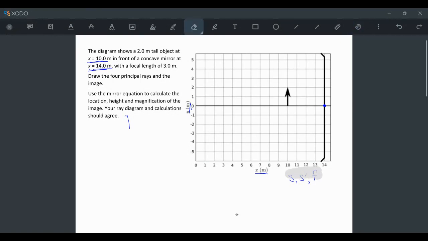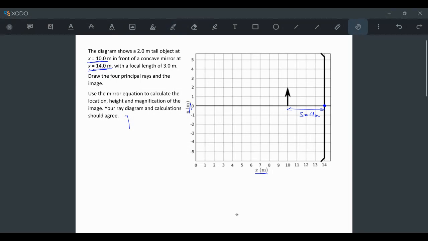So for instance, even though it says the object is located at x equals 10, this is not what we define as the object distance, s. The object is located at x equals 10. The mirror is located at x equals 14. So this distance s is actually 4 meters. That's just something we have to keep in mind.